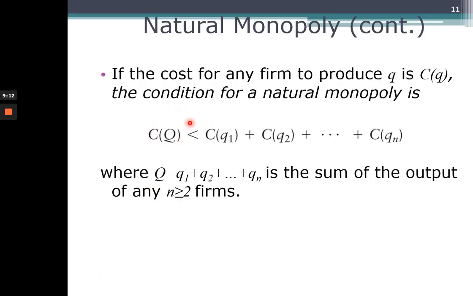So the argument is that one company can produce the total output at a cost that is less than the cost of a whole lot of little companies producing their individual outputs, like firm 1 producing Q1, firm 2, Q2, etc., up to n number of firms. So the cost of one firm producing the entire market output would be less than the cost, if you added up, of a whole lot of firms operating individually.